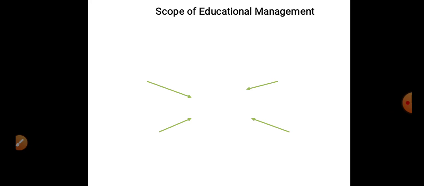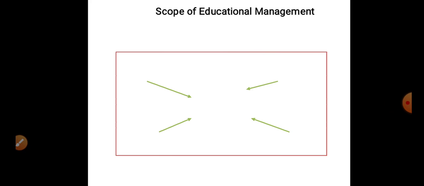management. So whenever we are talking about the scope of educational management, we have to understand what the scope is. It is the area which educational management normally covers, the spread of educational management, the areas which are covered under educational management.